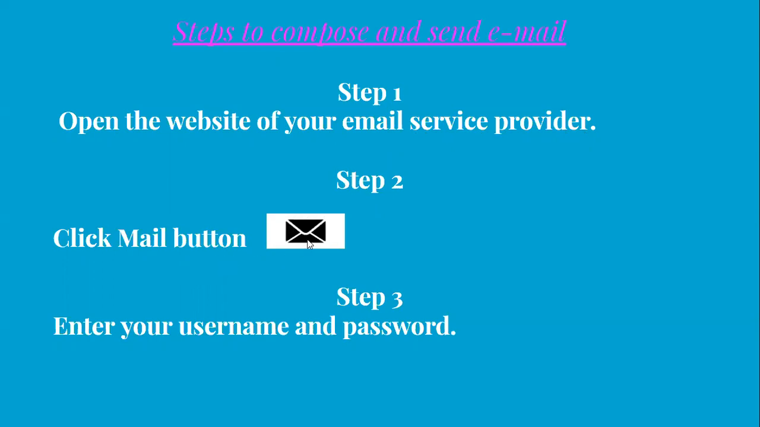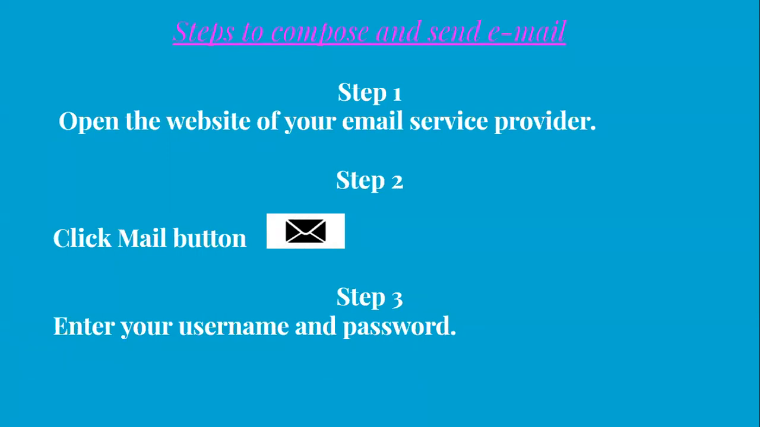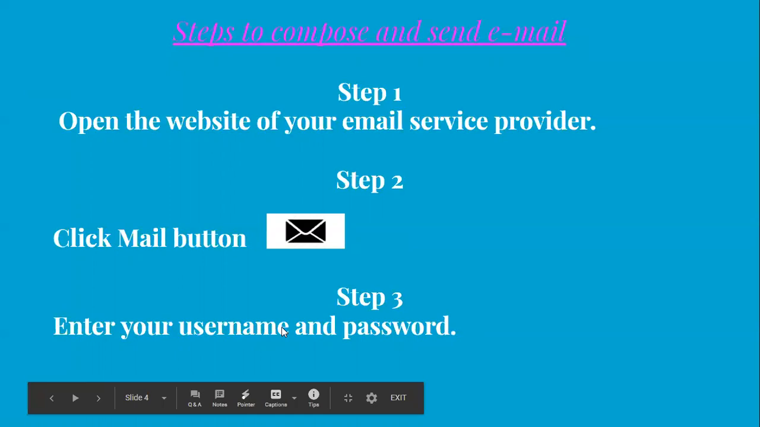Now step 2, click the mail button. This is the sign of the mail button. You have to click this because you have to compose the mail. So first of all, you will click the mail button. The next step is to enter your username and password. Students, when we make an email account, we have our username and we put a password also, so that others cannot open and read our mails or misuse our mails. So we will enter the username, which means our email ID you can say also, and the password.